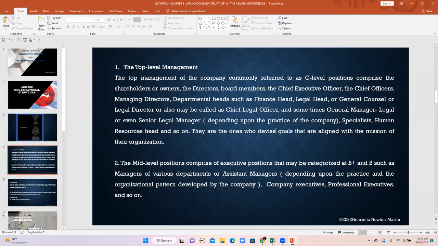They may be professionals, they may be designated as managers, sometimes as certain departmental heads. So at the departmental level, departmental heads or assistant managers, depending upon the practice and the organizational pattern developed by the particular company, the airline company. It also comprises company executives, professional executives, and so on.